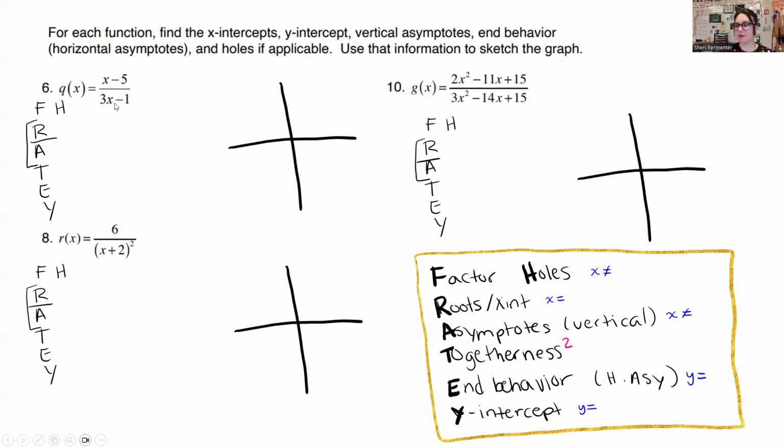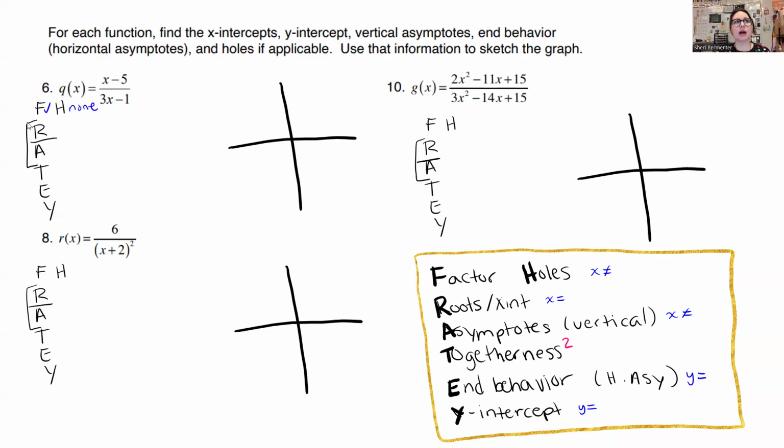Anything I can do to factor that? No, we're good. It's factored. Are there any holes? No. So, I like to go through the motions. It's factored, holes, none. I don't ever put zero because to me that implies there's a hole at zero. So I just say none or no.